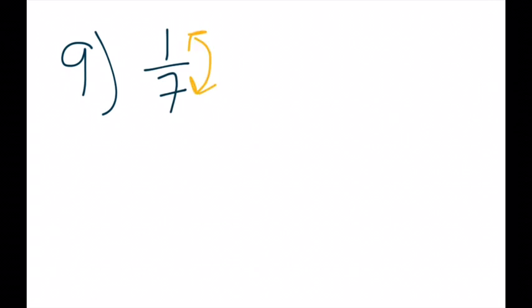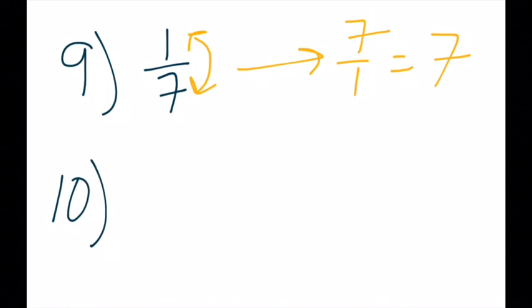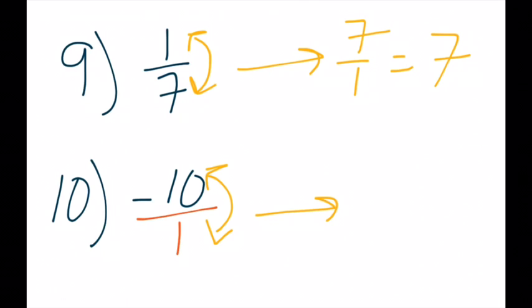For number 9, I have 1/7. Once again, my numerator and denominator are going to switch places to find the reciprocal, which gives me 7 over 1, which is the same thing as just 7. And our last one, number 10, is negative 10. I can go ahead and put that over 1 and show that those two are going to switch places, the numerator and denominator, and that is negative 1/10.